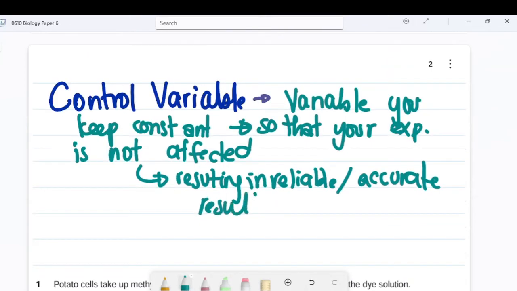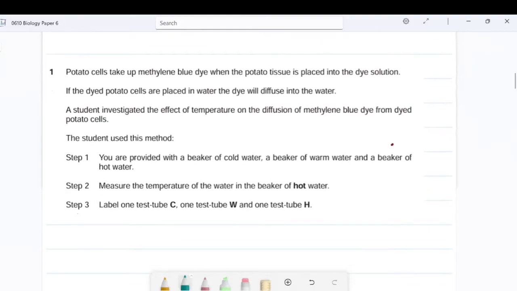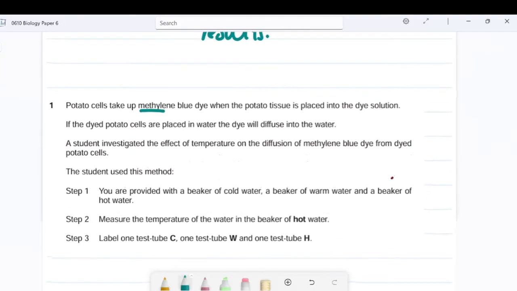Now we're going to look at question and past papers. You can pause it and read it for a little bit and try to identify the variables yourself before you continue this video. Now I'm just going to read what we need to know. Potato cells take up methylene blue dye when the potato tissue is placed in the dye solution. If the dyed potatoes are placed in water, the dye will diffuse into the water.